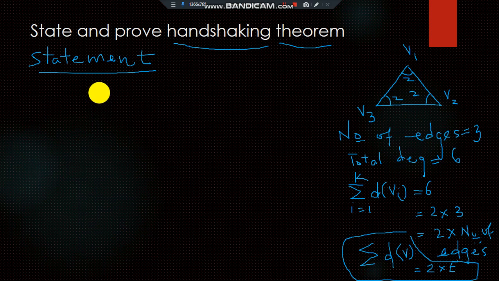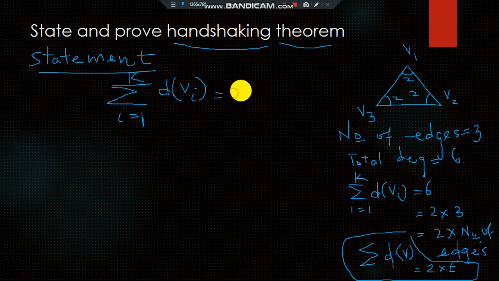That we write as the summation of the degree of all the vertices Vi, where i varies from 1 to k, is equal to 2 times its edges, or the length of the edge set. Sometimes some books use this symbol. So this is the statement of the handshaking theorem.